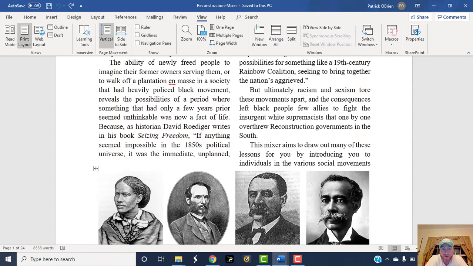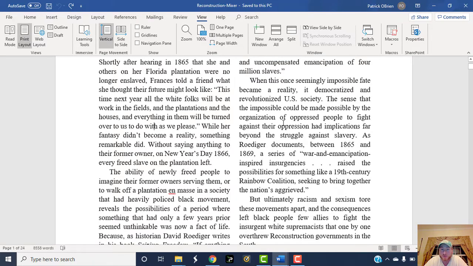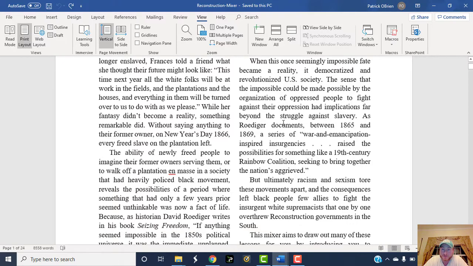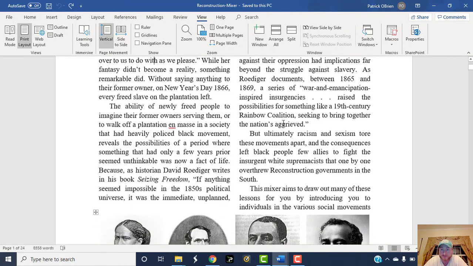Because as historian David Roediger writes in his book Seizing Freedom, "if anything seemed impossible in the 1850s political universe, it was the immediate, unplanned, and uncompensated emancipation of 4 million slaves," close quote. When this once seemingly impossible fate became a reality, it democratized and revolutionized U.S. society. The sense that the impossible could be made possible by the organization of oppressed people to fight against their oppression had implications far beyond the struggle against slavery.